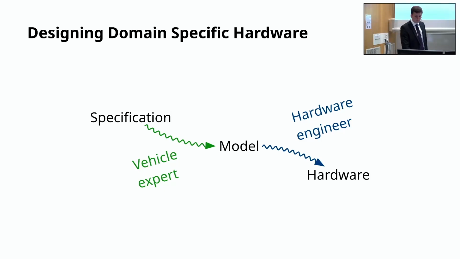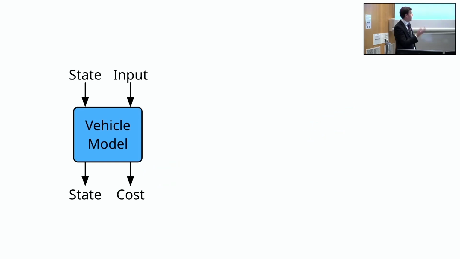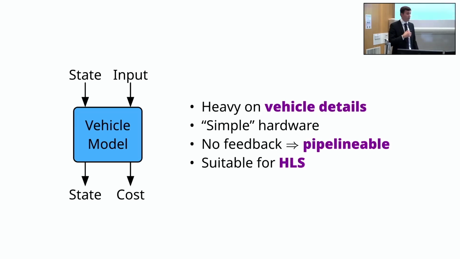So as an alternative, we propose that we build the vehicle model, hardware for the vehicle model, and this thing is relatively simple from a hardware perspective. It takes a state, it takes an input, it computes the next state and the cost of that state. And again, this is relatively simple hardware. It doesn't have any feedback in the computations. We can pipeline it to our heart's content. And it's very heavy on the vehicle details. So it's helpful if the vehicle modeling expert can be as involved as possible in this process. And that makes it extremely suitable for high-level synthesis.